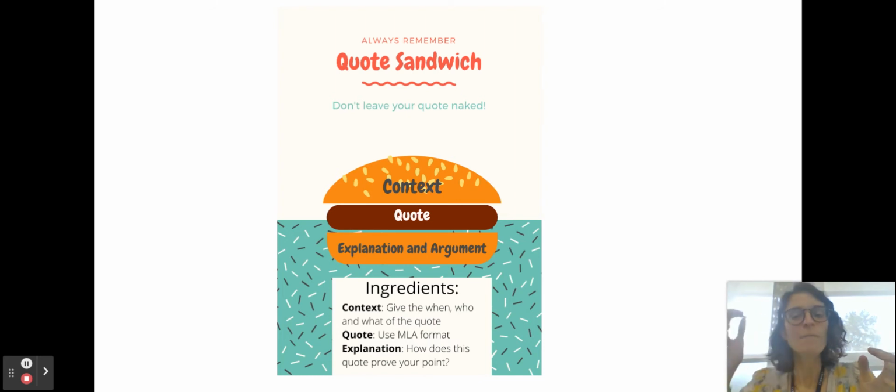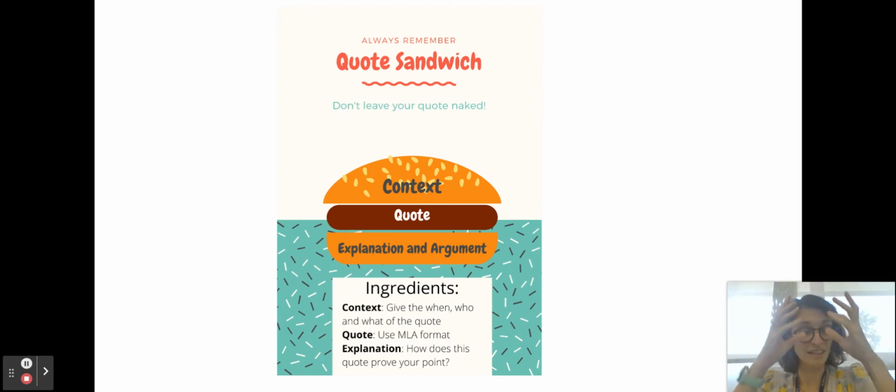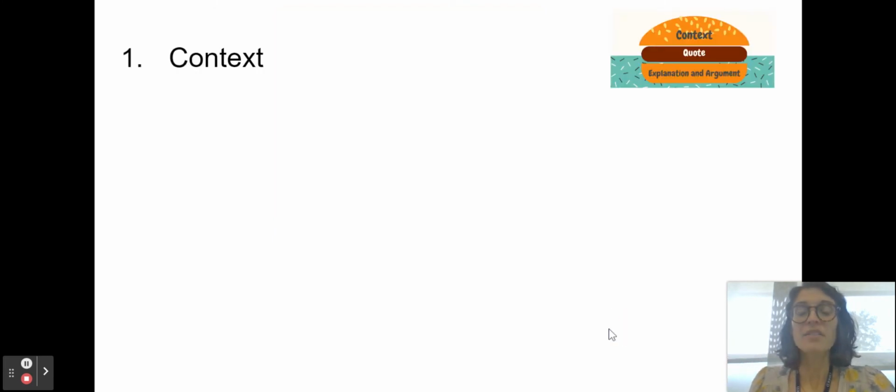So here's a little poster I've made. We start with the context. That's the lead in. Then we give the quote. And then we have the explanation, the argument, the reasoning, whatever you're calling that. It's where you explain why you've chosen this quote, what it proves to you, or what direction it moves your argument in. So first, let's talk about context, the top bun.